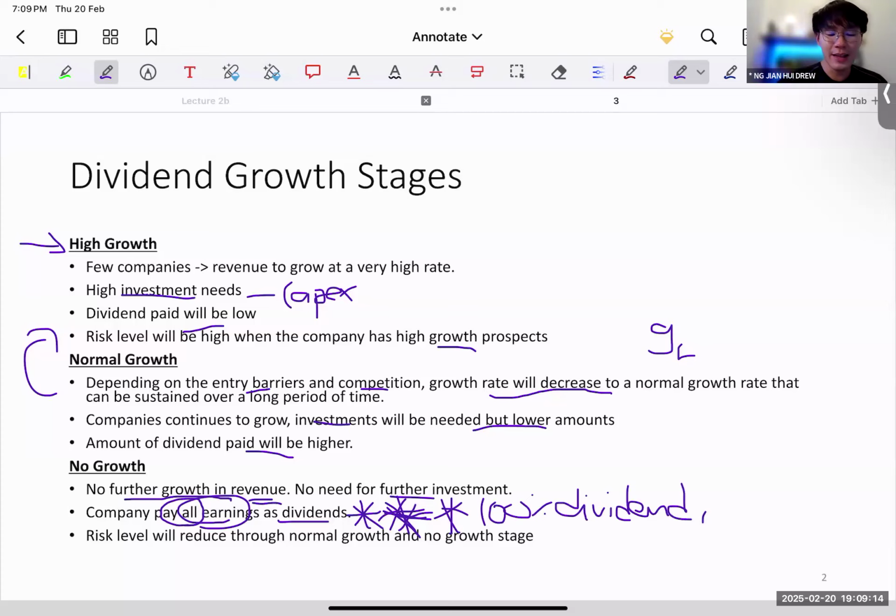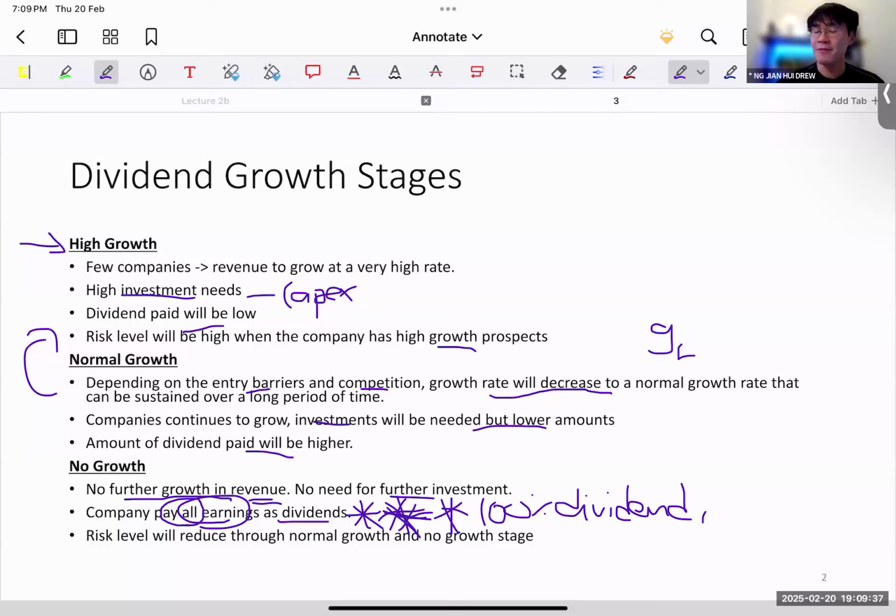So I have a question here, right? Why, when you pay 100% in dividends, is there no growth? So the question is, why when we pay 100% of our earnings in dividends, will there be no growth? Anyone knows? No money to reinvest, no reinvestment. Okay, that's correct.